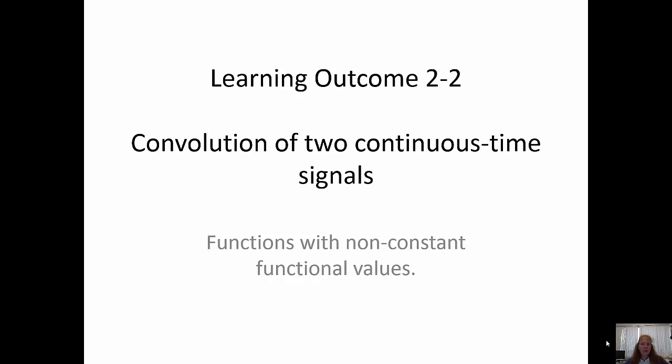Hi, welcome to Learning Outcome 2.2. This is convolution of two continuous time signals. We've done convolution of two continuous time signals before, which was also Learning Outcome 2.2, but now we're going to look at functions with non-constant values. They work pretty similar, but there's a few small details you need to work out.